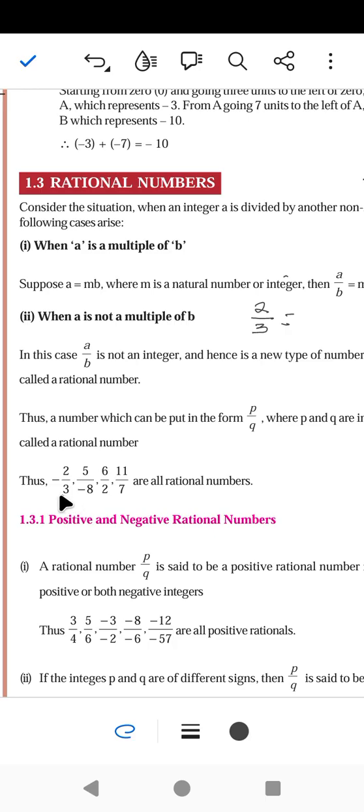For example, you see -2 upon 3, 5 all over -8. We see that 5 is an integer, -8 is an integer, but when you put them in a form where one is in the numerator and the other in the denominator, then it becomes a set of rational numbers, presented as Q. Good.